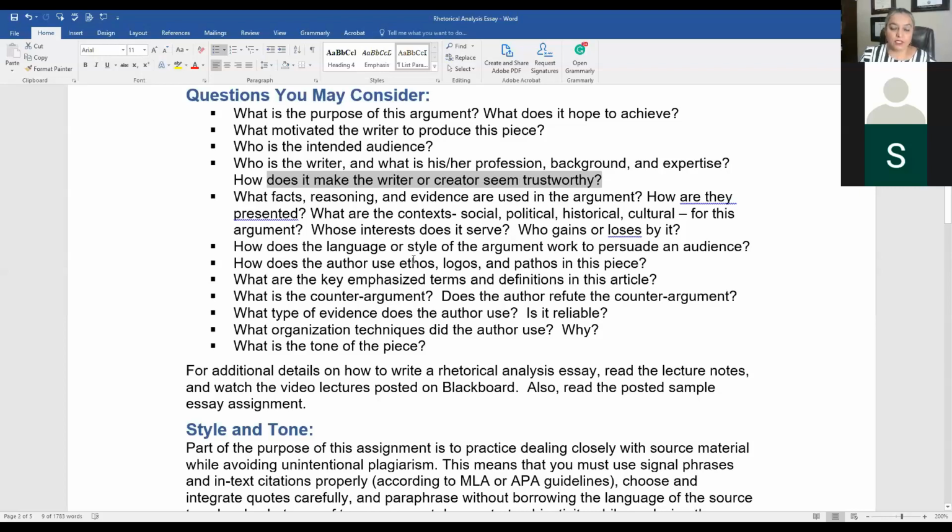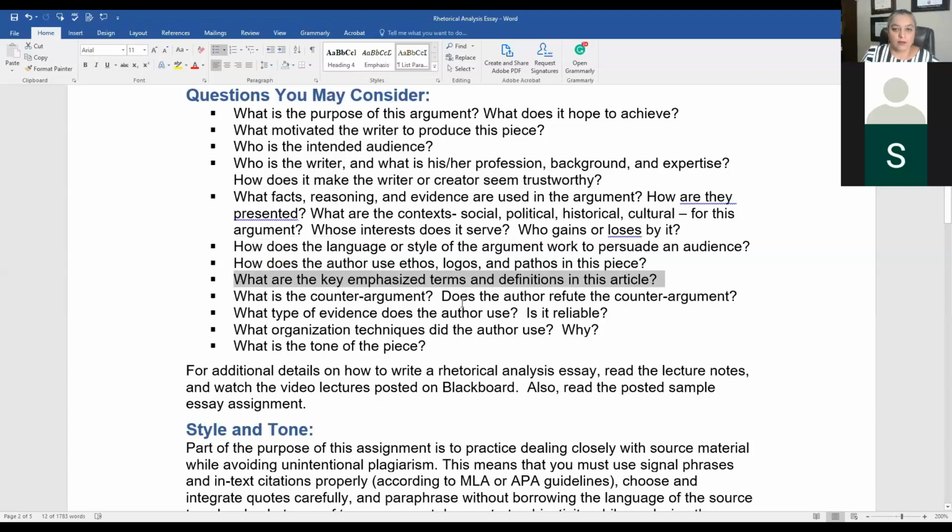How does the language or style of the argument work to persuade the audience? How does the author use ethos, logos, and pathos in this piece? What are the key emphasized terms or definitions in the article? This is another thing you will notice. Sometimes the author is repeating a certain terminology over and over. Why is this author doing that? Is there a purpose behind it? Look at those kinds of things. Look beyond what's obvious, okay?